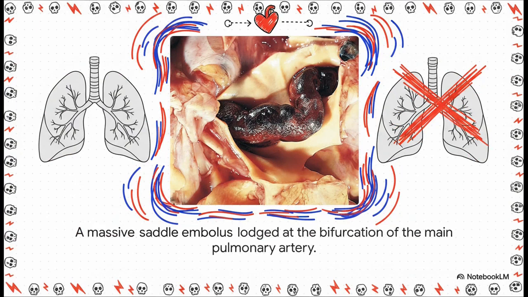And this is the most dramatic, most dangerous result. A huge embolus gets stuck right where the main pulmonary artery splits into the left and right branches. We call this a saddle embolus because it sits there like a saddle on a horse. By blocking blood flow to both lungs at once, it can cause instant death. It's a true medical emergency.